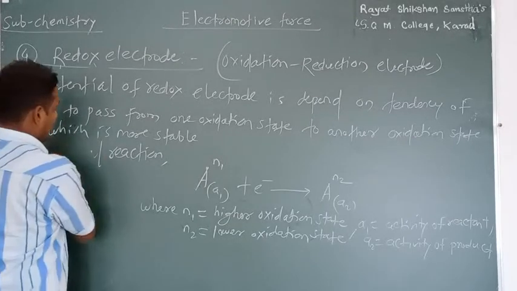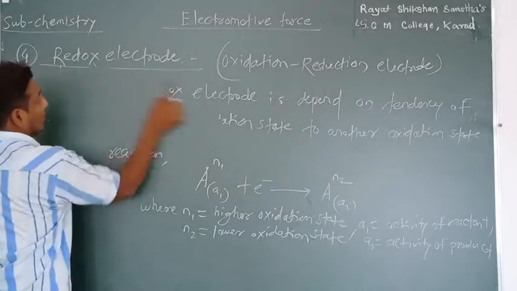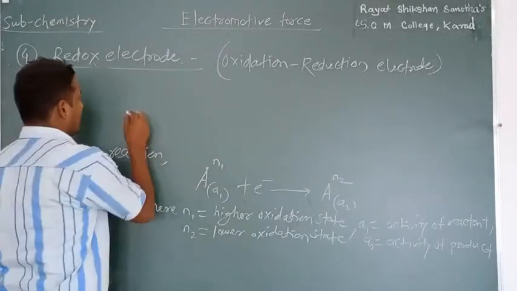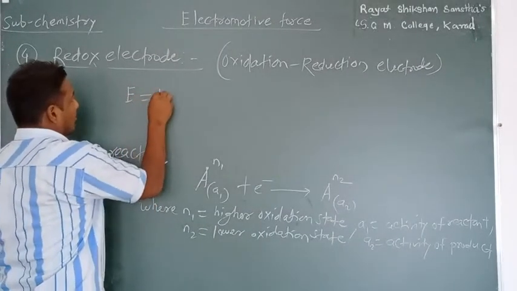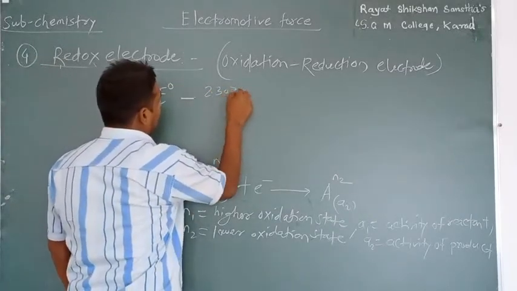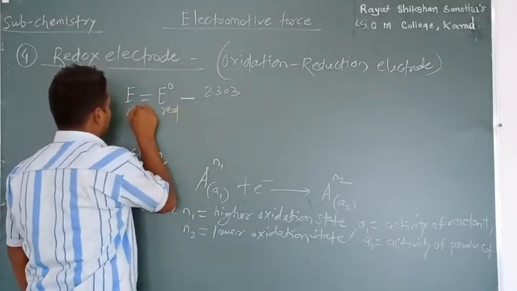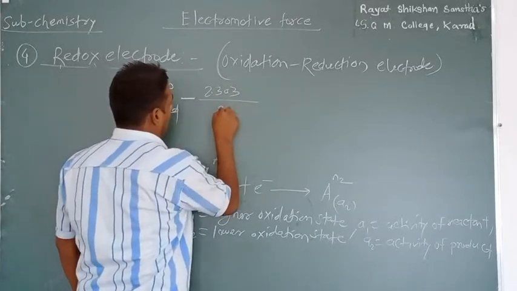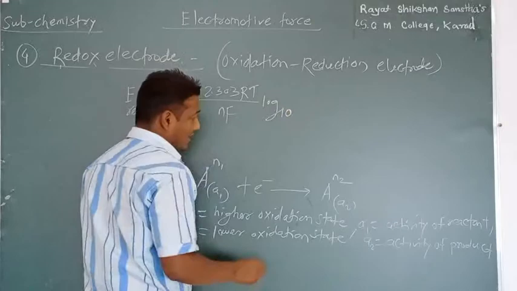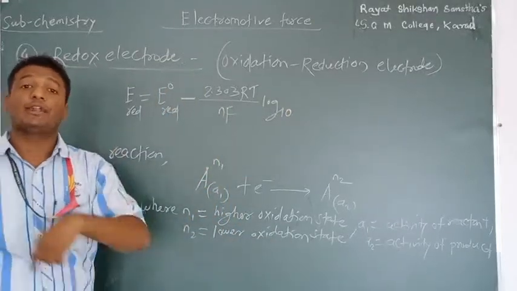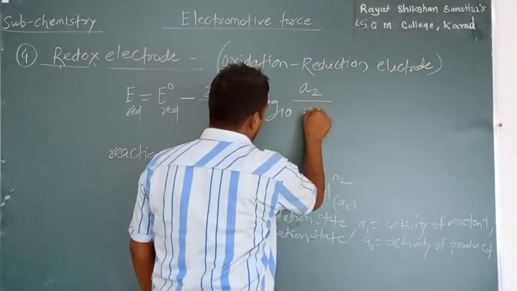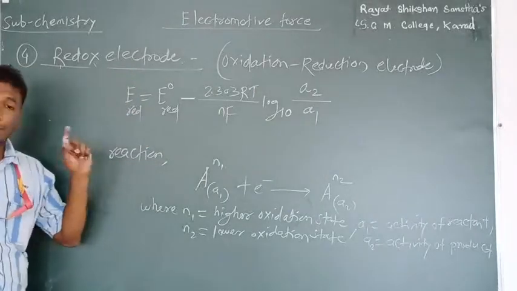Now we can write down the electrode potential for this general reaction. How can we write down the electrode potential? E is equal to E0 minus 2.303 RT divided by NF log to the base 10 activity of product divided by activity of reactants, that is A2 upon A1. Are you getting what I am saying?